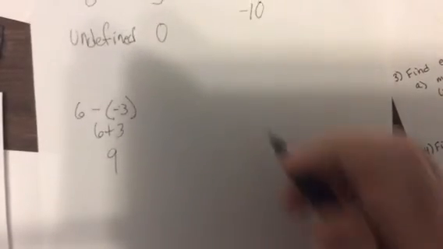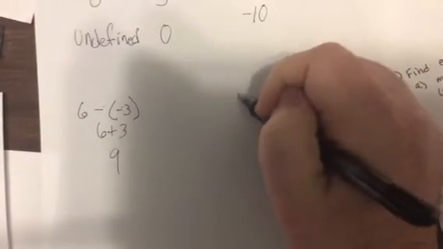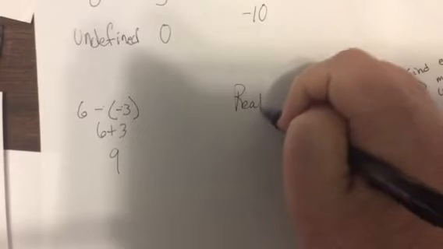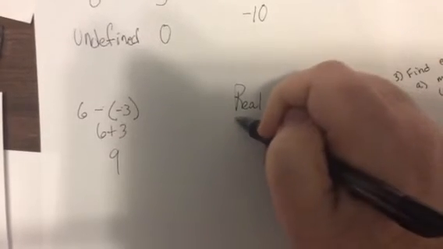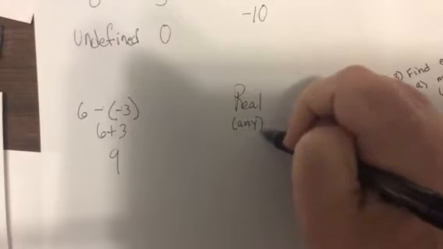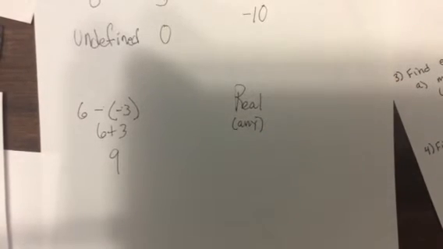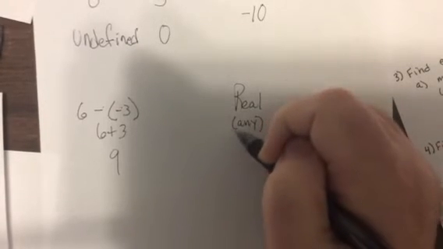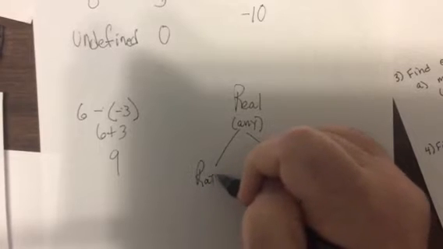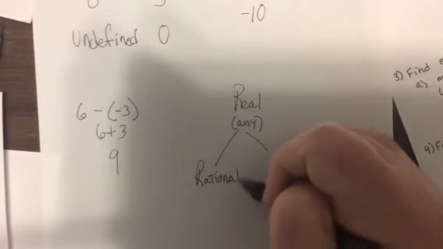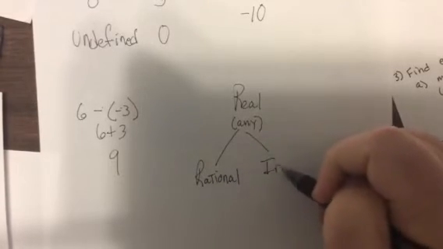Now, I want to do something real quick here, and that's talk about the number system. We start off with real numbers. That's the biggest category. Any number you've ever seen is a real number. So if the question is is this a real number, you would say yes, as long as it's a number. Then it's broken up into 2 categories. We have rational numbers, and we have irrational.